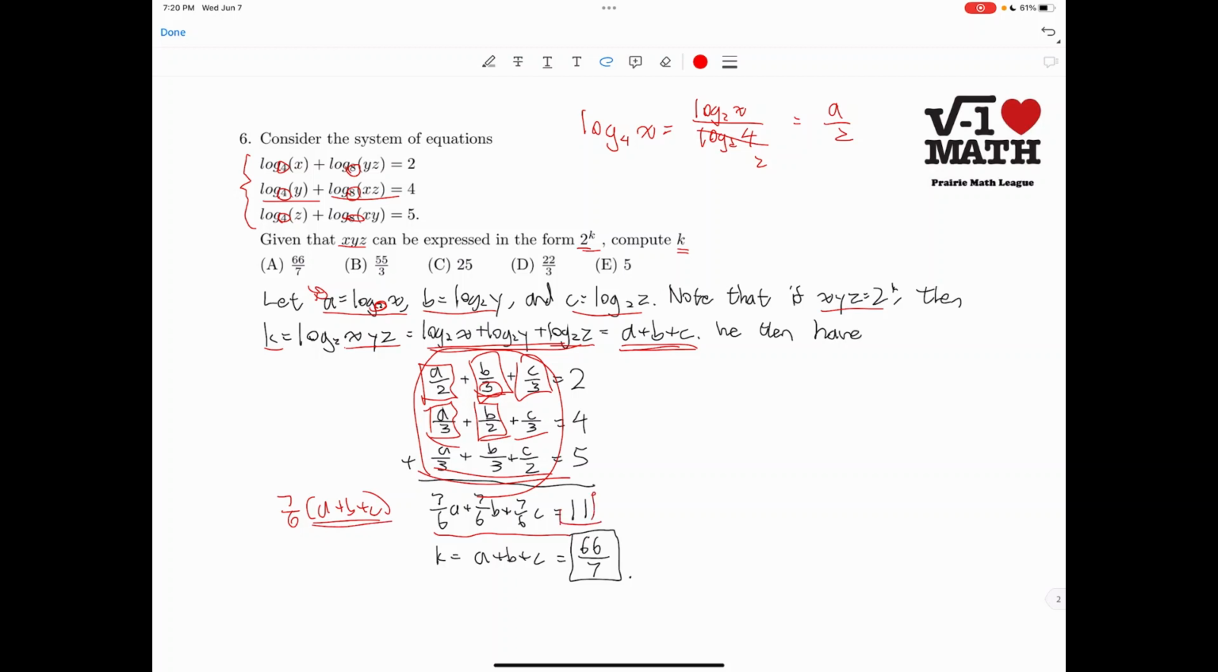And now we just need to do a bit of basic algebra, and we get 66 over 7, which is k.